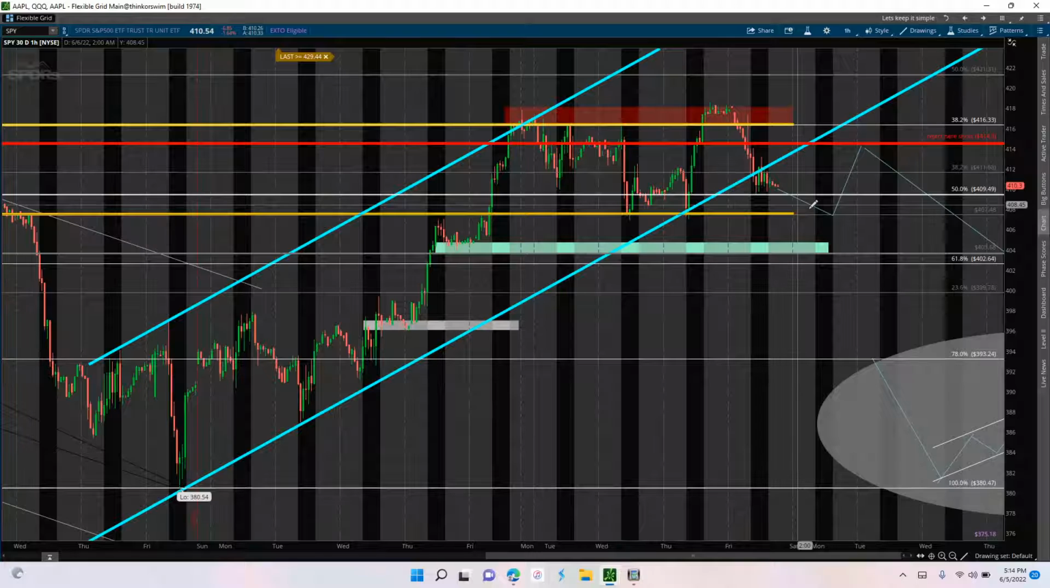Now notice here, if I extend this yellow line, that's exactly where it'll be bouncing from. Come here, this is where I expect a rejection, if it does test and then continue down.